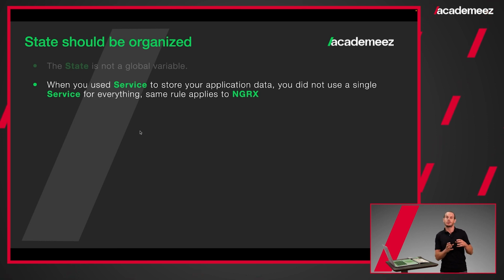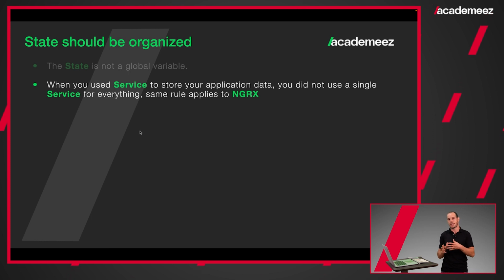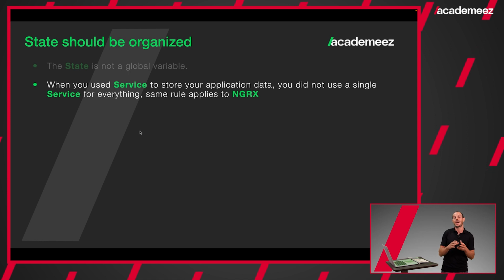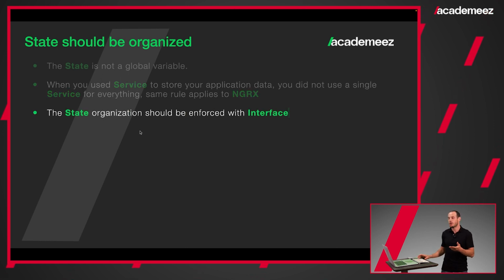So if you had a certain service to hold the user of your application and to interact with the user API, you probably had a user service. If you had a book section in your app storing books and interacting with the book server, you probably had a book service. So just like before you used NGRX, you had some kind of logical thinking when organizing your data in your application, the same rule applies with NGRX state.